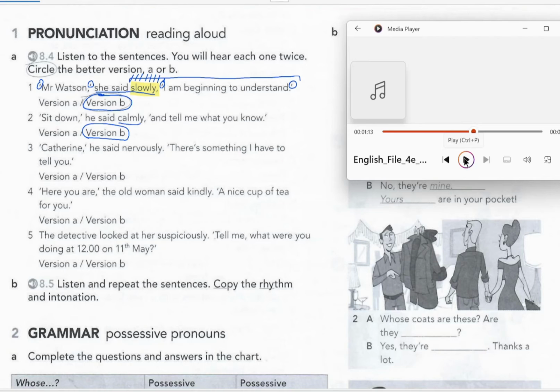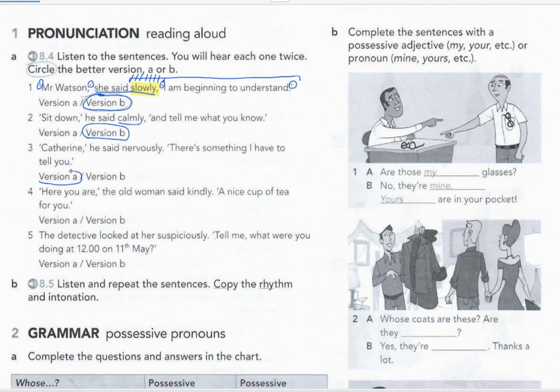But version B is not nervous. If you listen to it, it sounds very happy. There is no nervousness there. So version A will be our answer, guys.